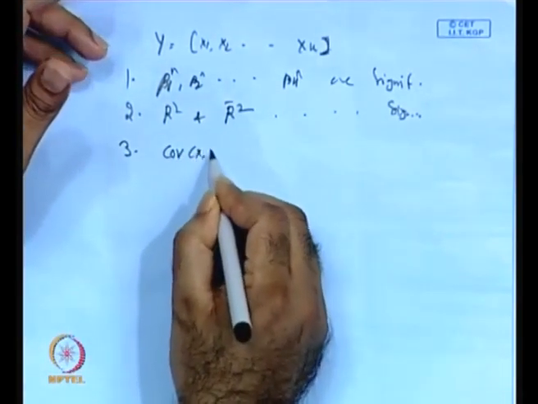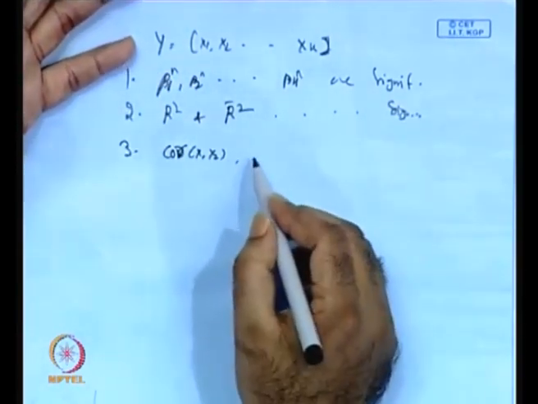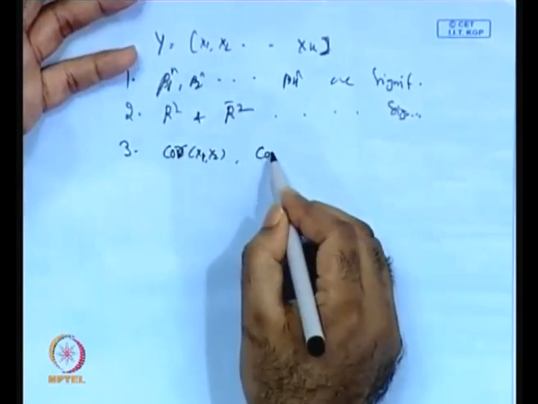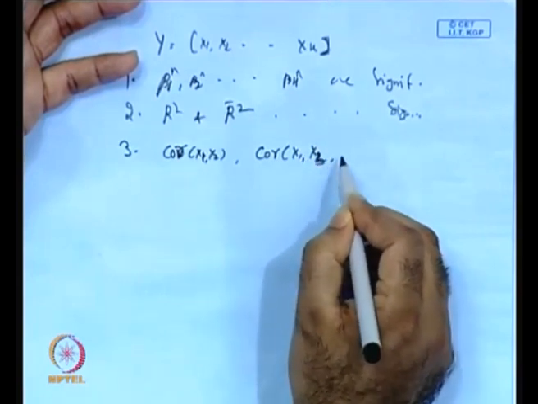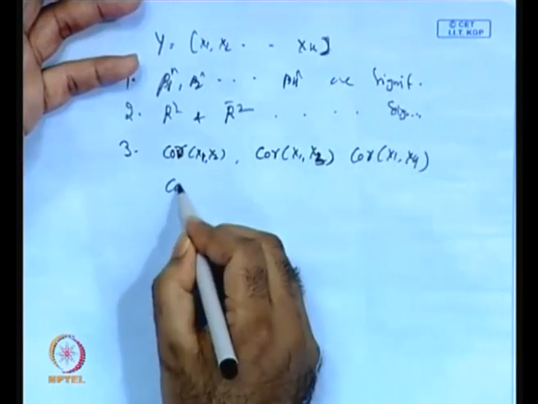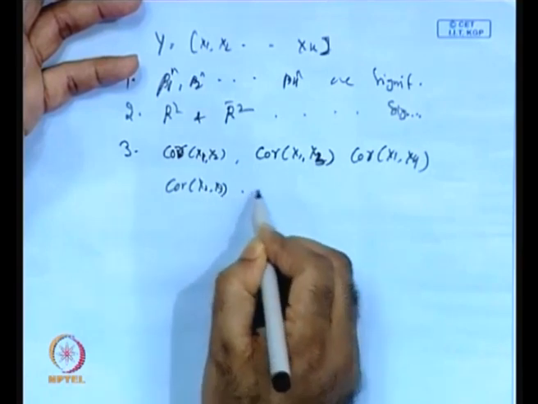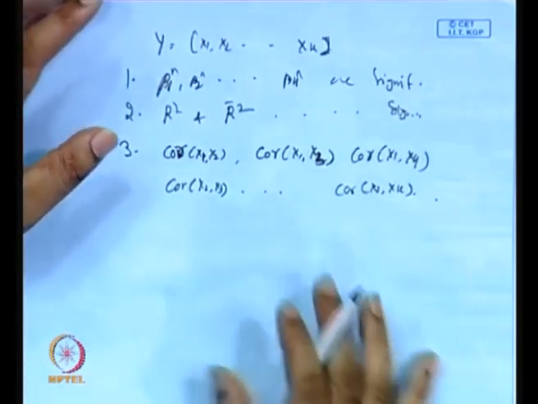The third interesting thing we would like to observe for this multicollinearity problem is the covariance or correlation between X1 and X2, then correlation between X1 and X3, X1 and X4, like this, then correlation between X2 and X3, and it will continue up to correlation of X2 and Xk. So this is how we have to first catch all these pairs. That means we have to apply permutation and combination to know how many such relationships we can have in this system if it has k number of variables.